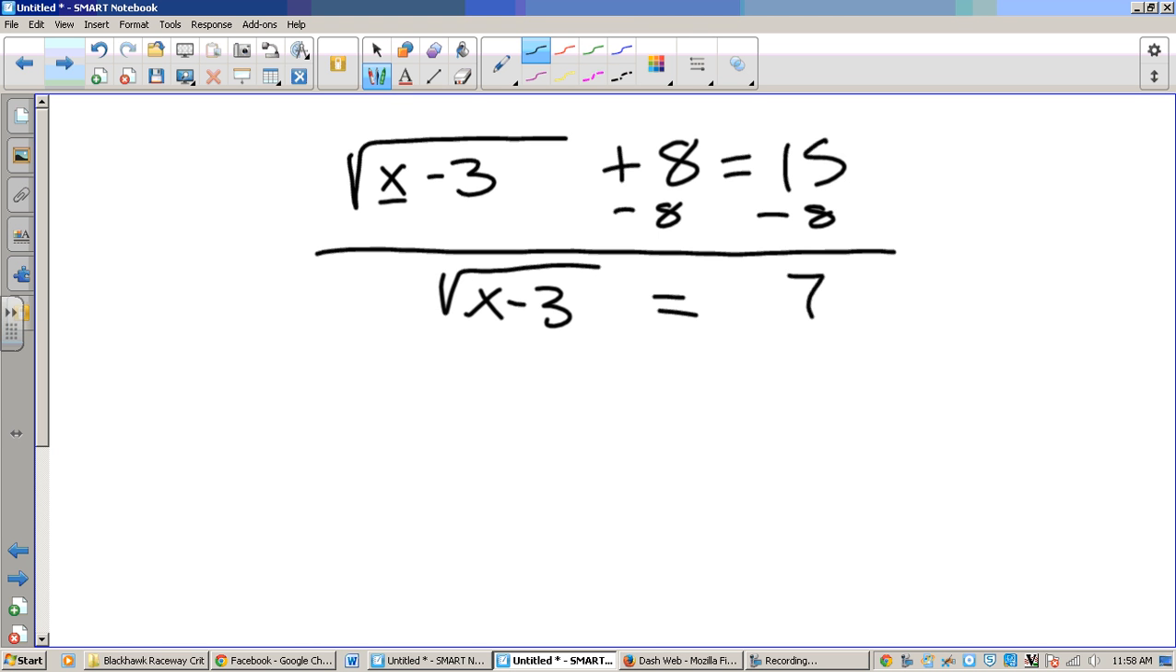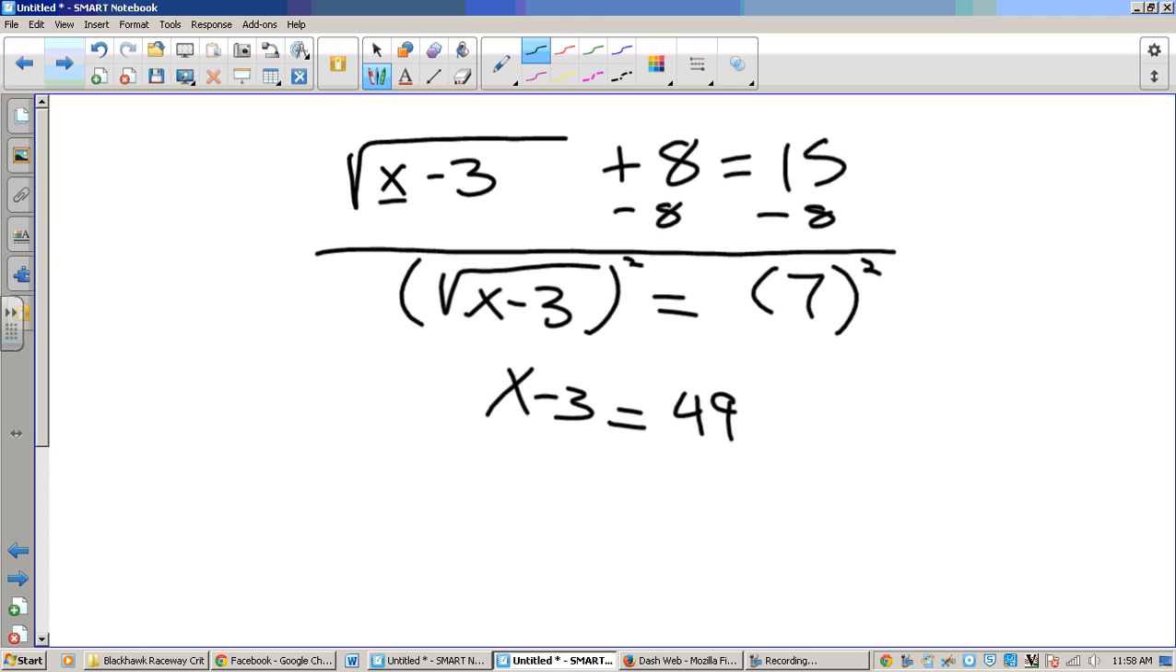If we have a square root and we want to get rid of it, we're going to square both sides. So both sides of the equation. If I square this side and I square this side, we're going to have x minus 3, because anything times itself, or the square root, anything times itself is just itself, equals 49.